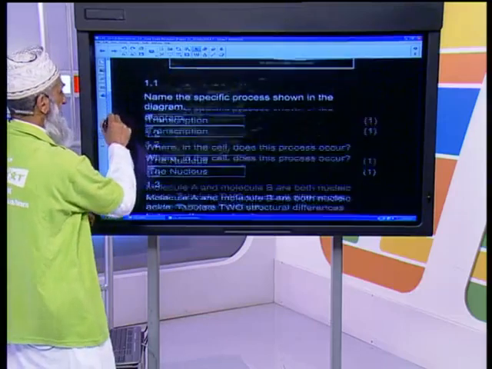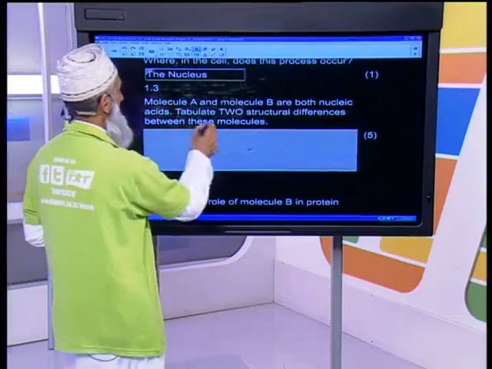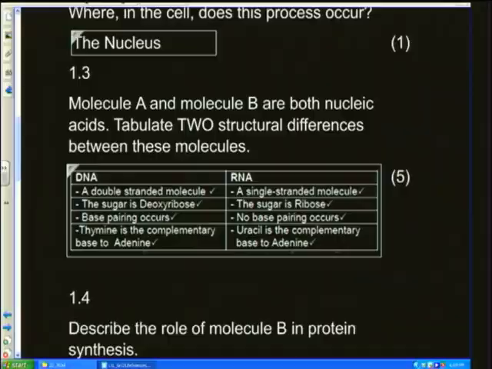But let's look at our table. Tabulate. So first of all, you had to draw a table. To get 1 mark, you need to draw the table. That's the 1 mark there. And then you compare. As you compare, you get 1 mark on either side. On the table, your comparisons must be next to each other. You can't say here a double-stranded molecule and here it has uracil.